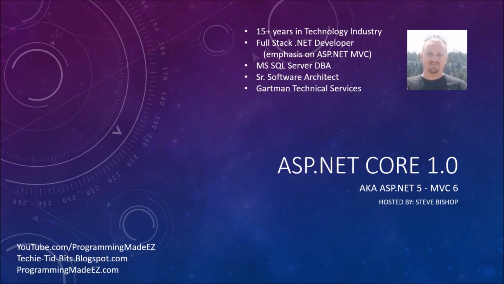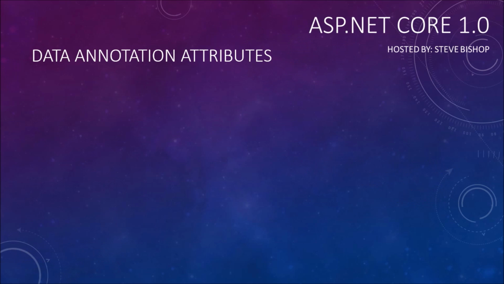My name is Steve Bishop, and in this video we're going to talk about data annotation attributes. On our models, we're able to add attributes to the properties of our classes to indicate what type of data those properties should have in them. This goes a bit beyond just whether we want a string value or an integer. These are for things like phone numbers, credit card information, or passwords.